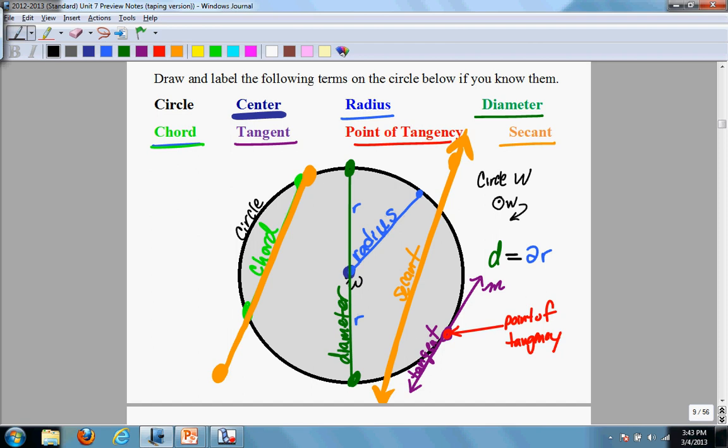The trick to a secant is a secant intersects the circle at 2 points. Let me show those 2 points in yellow. There's 1 point and 1 point of intersection, and 1 point and 1 point of intersection, and it starts from the outside. That's called a secant. Take a moment and make sure you have all that written down. This vocabulary is critical to the rest of the chapter.